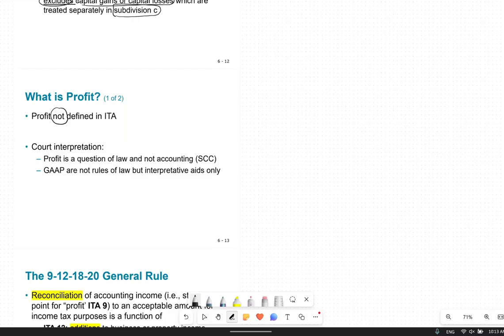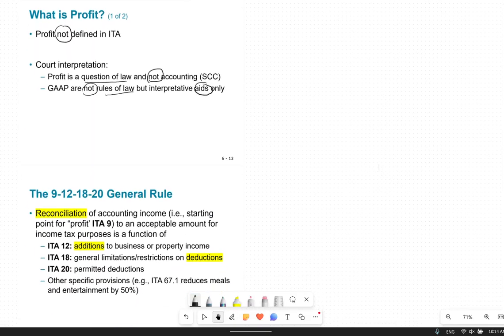When we think of accounting, we think of revenue minus expenses as your profit, but in the Income Tax Act, profit is not defined. So how do we know what is a profit? Profit is a question of law, not of accounting. GAAP are not rules of law, but they help us aid those rules. You produce your income statement using GAAP principles, but they are not law under the Income Tax Act.